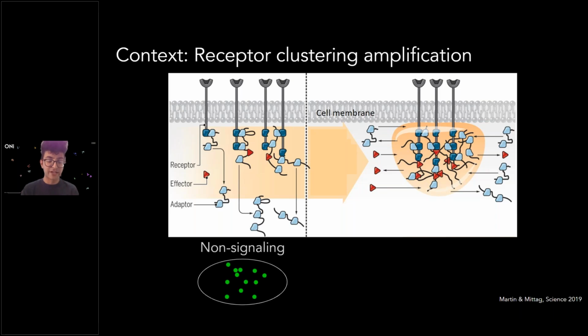So we can expect, if we're looking at a cell here, which is bordered in white, in a non-signaling case, we should see quite dispersed receptors, which you can imagine we've labeled with this kind of green fluorophore. And in a signaling case, like on the right-hand side, we should see these receptors clumping together into tight clusters across the cell. So this is what our context is.